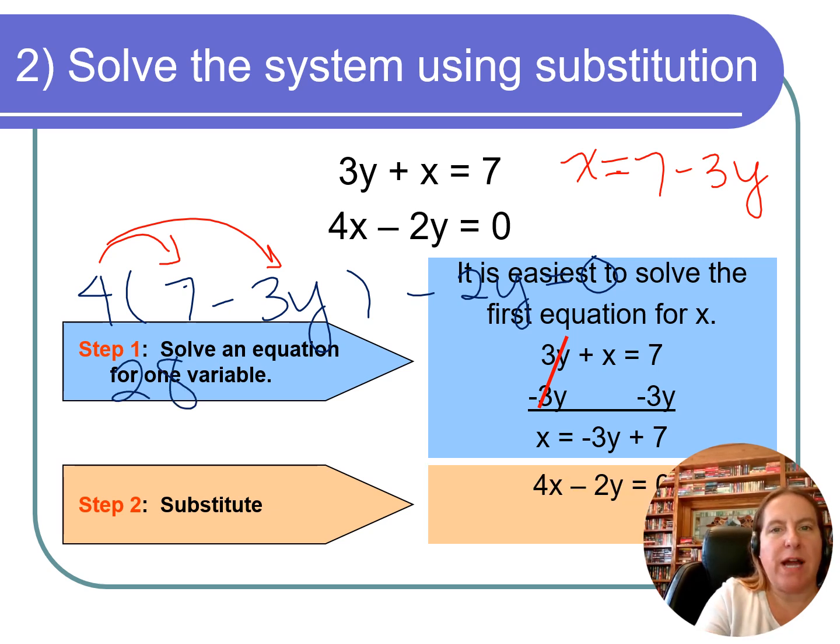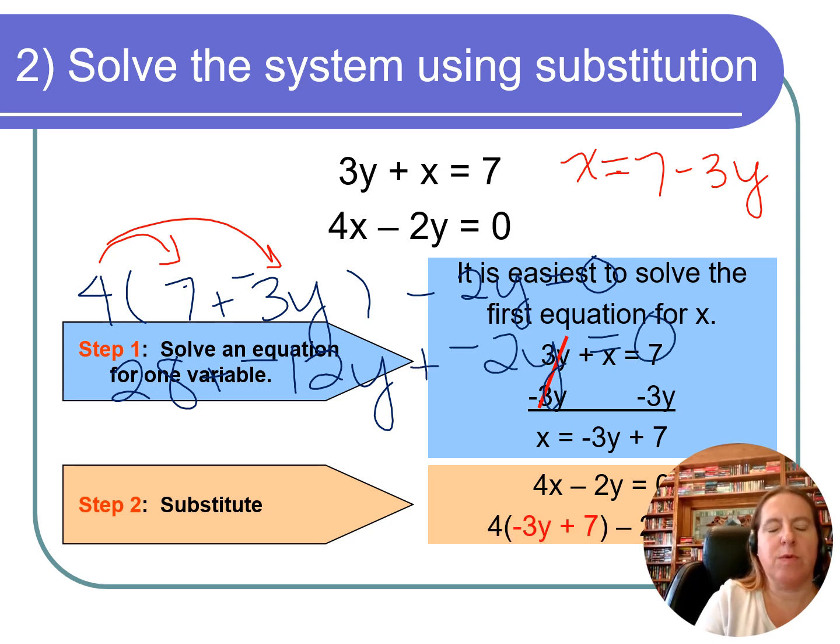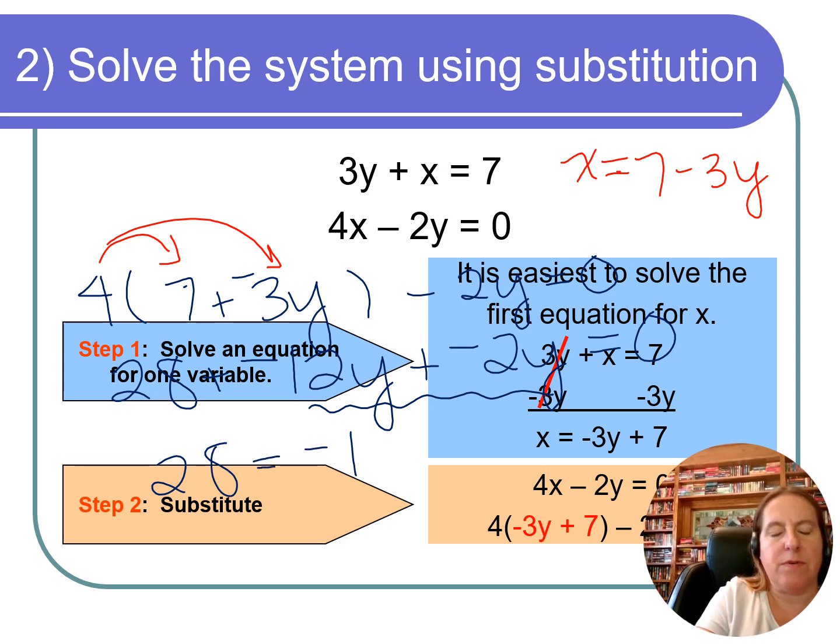Remember, I could rewrite that subtraction as adding a negative 3y. So 4 times negative 3y is negative 12y. And then I add minus 2y, which is the same as adding negative 2y. And that's going to equal 0. Okay, now I'm going to combine my like terms. 28 plus negative 12y plus negative 2y is going to be negative 14y. And on the right, it was equal to 0.